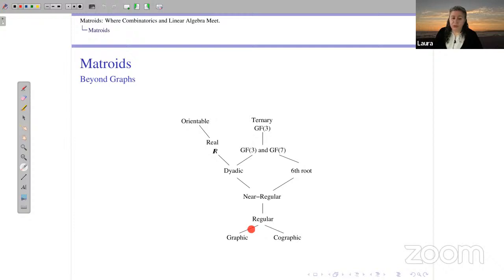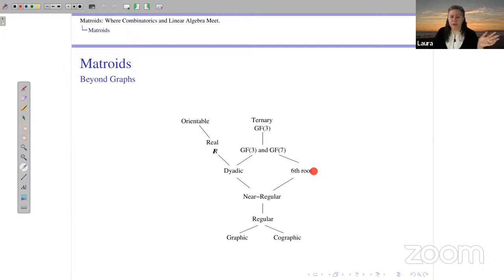Regular matroids are matroids that arise out of matrices, but very specific matrices that are totally unimodular. So all their entries are 0, plus or minus 1, and their partial determinants are 0, plus or minus 1. So these ones have very nice structure. They're obviously contained in the class of matroids that arise from any real matrix.